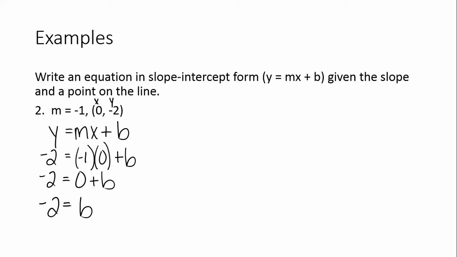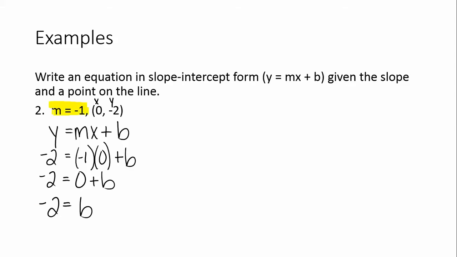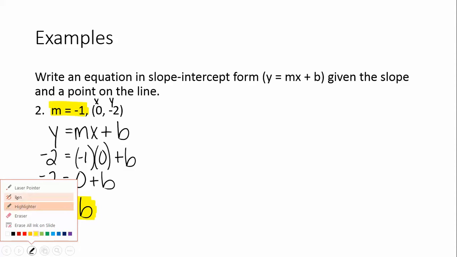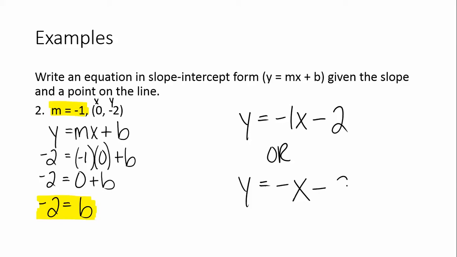So now again we have the slope that we were given in the problem, and we have the y-intercept that we just found to rewrite our equation. Y equals negative 1x minus 2. So the negative 1 is coming from the slope. Remember, another way to say this is y equals just negative x. So please understand that negative x and negative 1x are the same thing, minus 2.